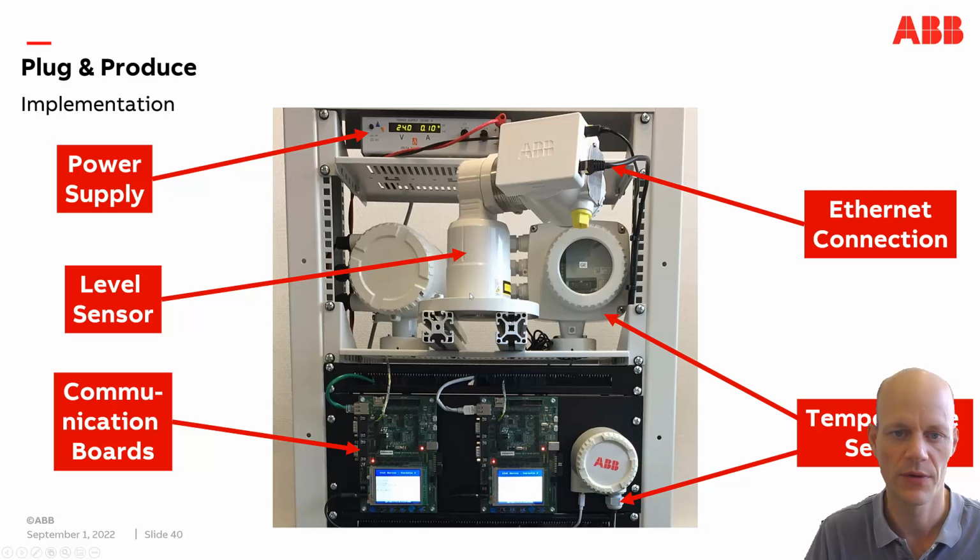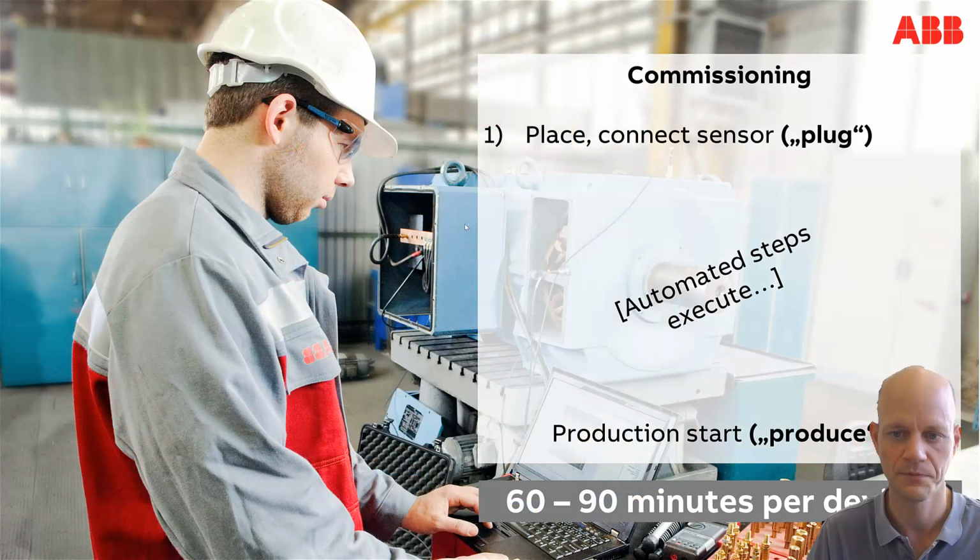To validate the approach, we created a prototype based on hardware. So we had different communication boards for the Ethernet communication. We used a level sensor and the temperature sensors. We had equipped them with Ethernet connection and installed OPC UA servers on them. Here's a power supply also visible. And we used some Raspberry Pi devices to simulate controllers.